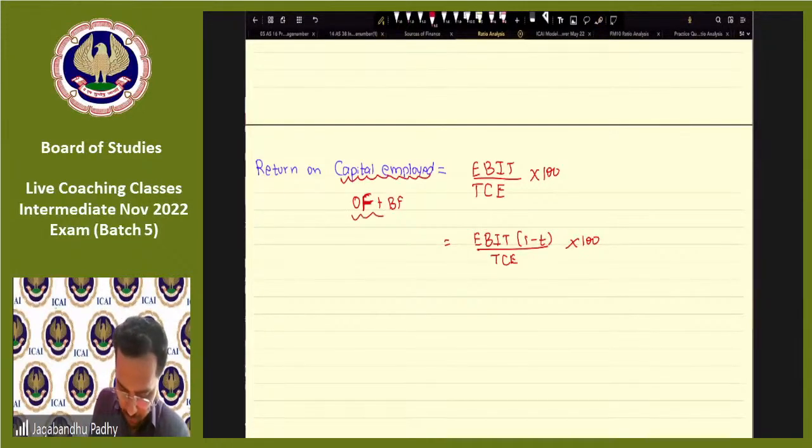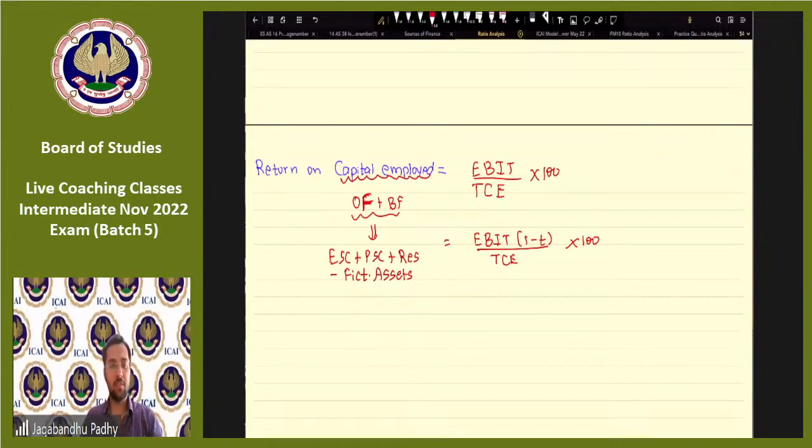Now, what do you mean by owned funds and borrowed funds? Owned funds plus borrowed funds will be equity share capital, preference share capital, plus reserves, minus any fictitious assets, plus any sort of borrowings. Okay, that's your capital employed. That's the total investment that is there in the business. Whatever money is invested into the business, that is this figure.